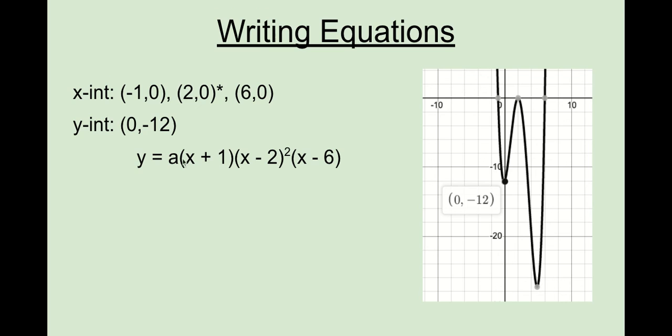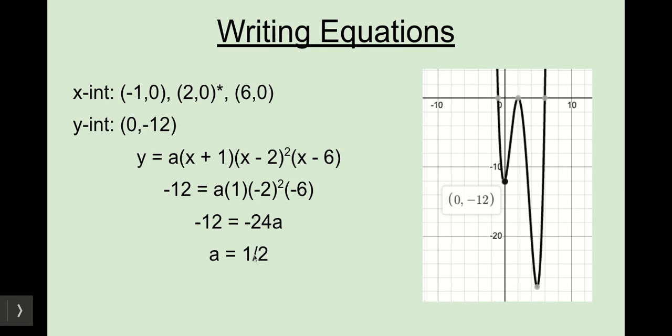All right, now my job is to find this a. Well, I can do that because I know the y-intercept. And it's easiest because I plug in 0 for all the x's. So I plug in a -12 for the y and a 0 for all the x's. So 0 plus 1 is 1, 0 minus 2 is -2, 0 minus 6 is -6. And then I just have to solve this equation, right? And this one is solving because I'm actually getting a variable equal to a number. So I get a -24, a times a equals -12, divide over -24, and a will be a half.